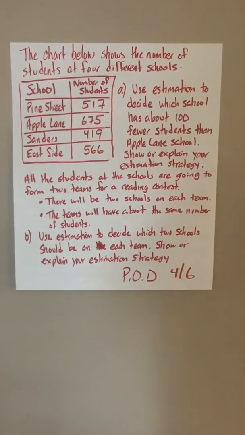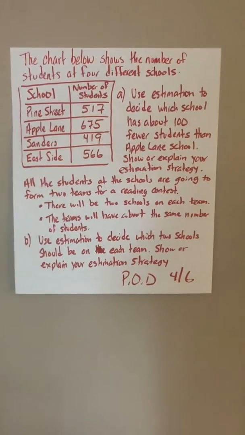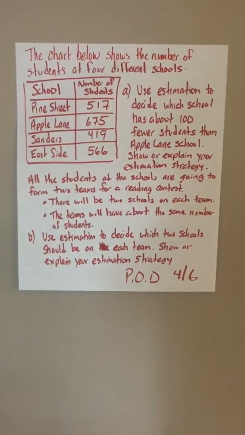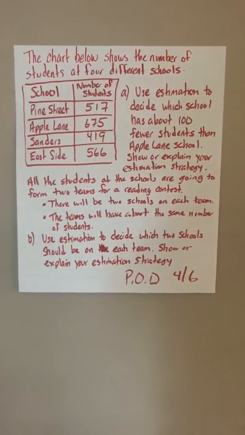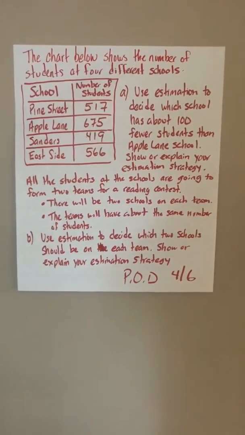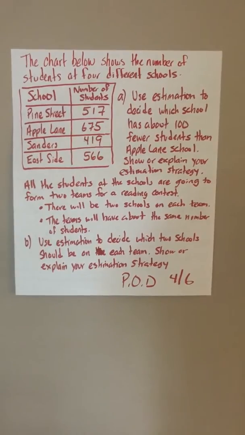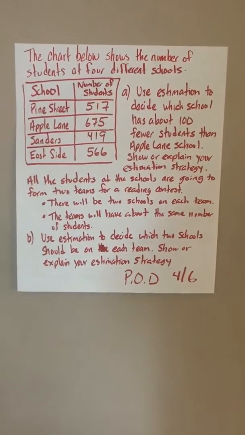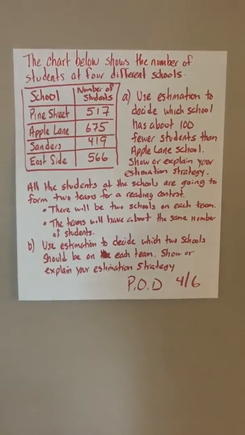Next part, all the students at the schools are going to form 2 teams for a reading contest. There will be 2 schools on each team. The teams will have about the same number of students. And part B says use estimation to decide which 2 schools should be on each team. Show or explain your estimation strategy.